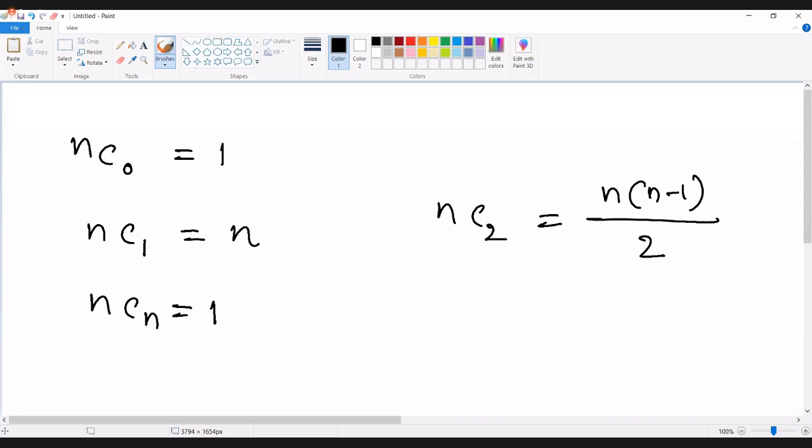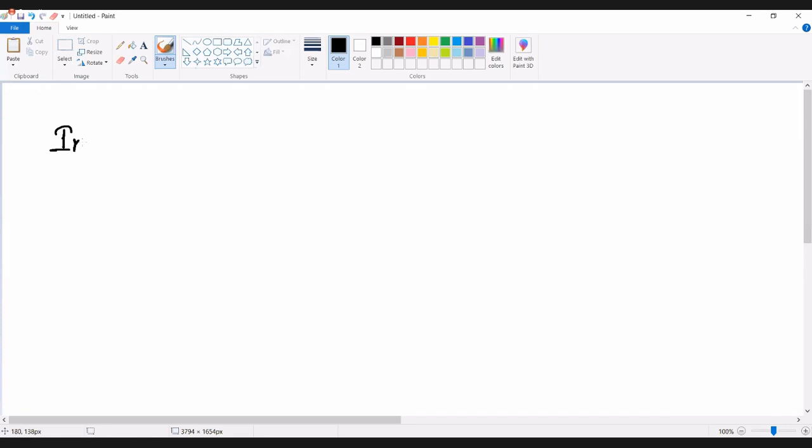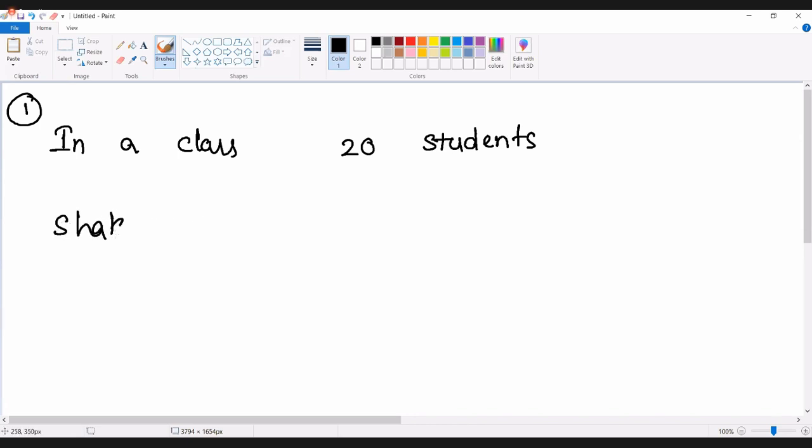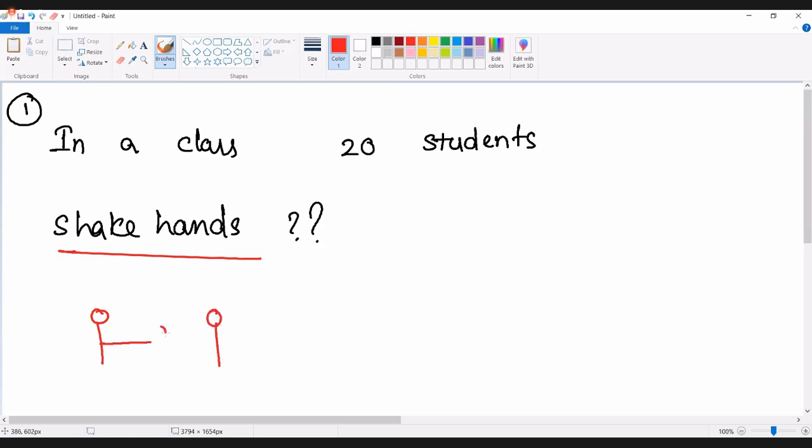Similarly, for example, you have a question like this. In a class, there are 20 students available. The question here is, how many shake hands with each other are possible? Without cyclic shake hands. So to make one shake hand, how many people are required? We need 2 people. So out of 20 students, how many shake hands are possible is the question.